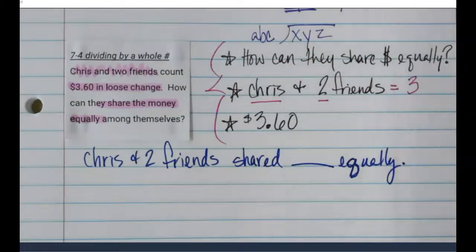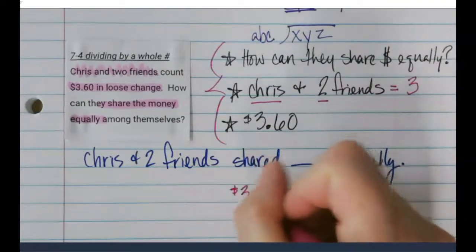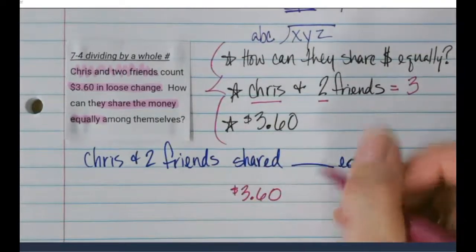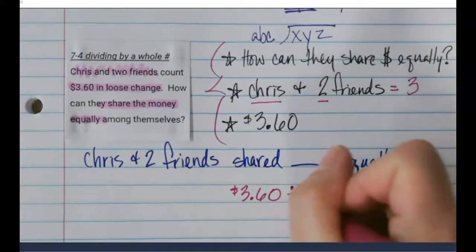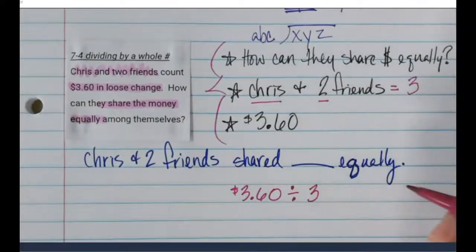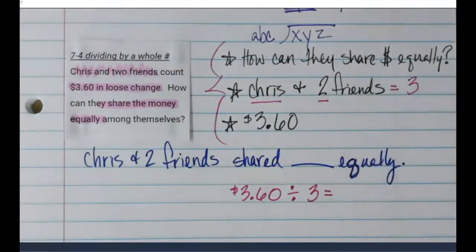So then we look at it and we go, okay, well, we have $3.60 is being shared by 3 people. That is our mathematical sentence. Now that we have it set up that way, you should be able to use the division house and solve. But something I need you to keep in mind, here we go. Taking a look.